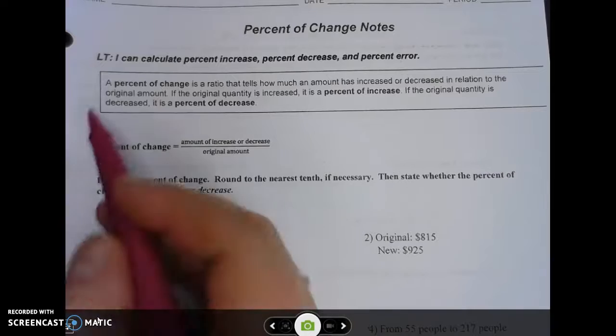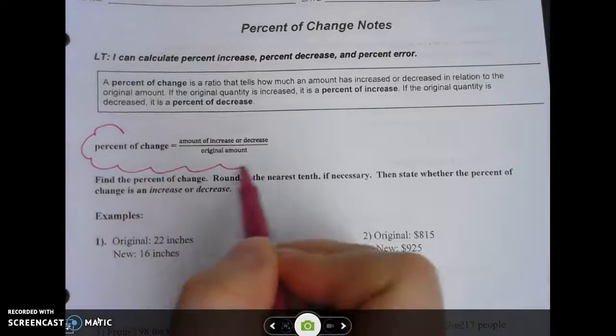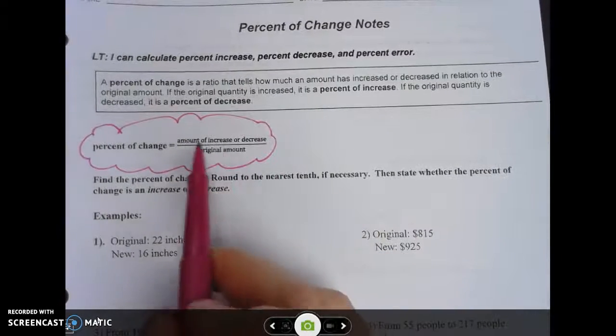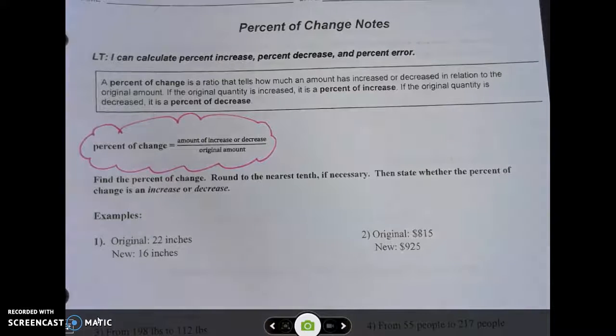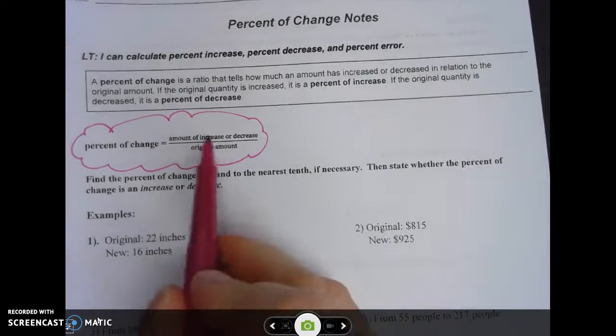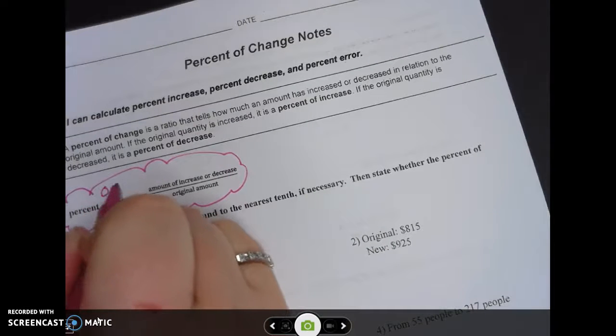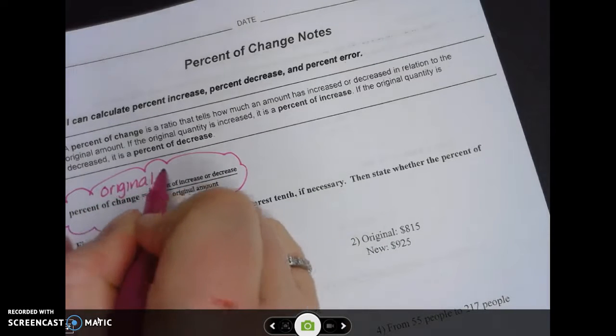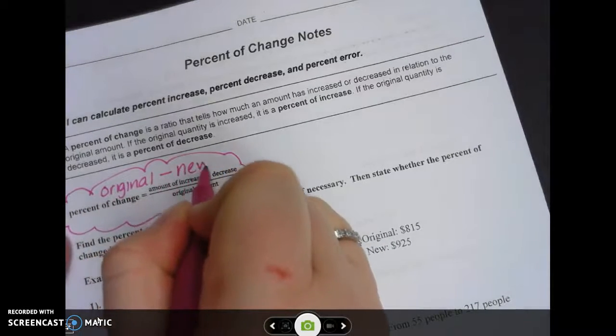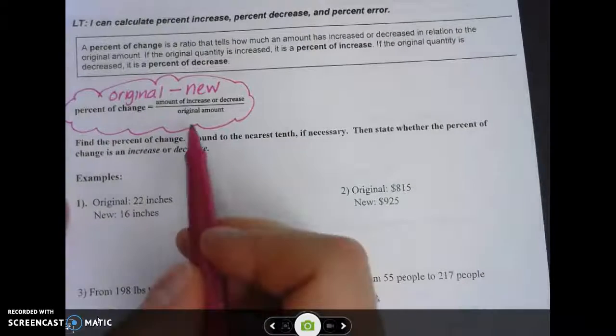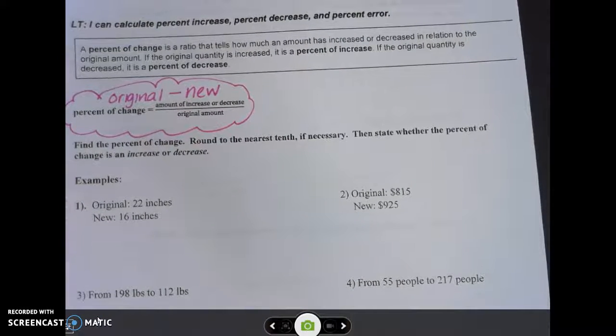And so right here is where it shows us how we're going to find percent of change. We're going to take the amount of the increase or decrease and divide it by the original amount. And when we find that amount of increase or decrease, we take our original amount and subtract the new amount. And that tells us the amount of increase or decrease.